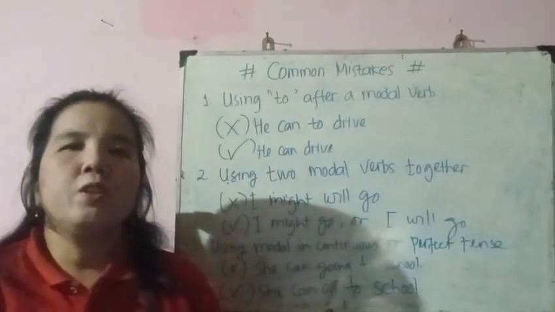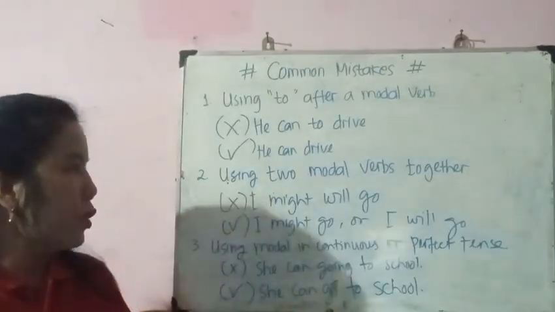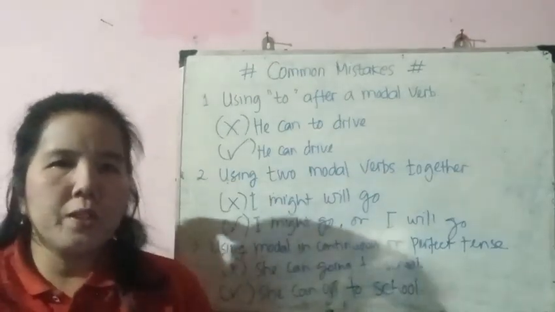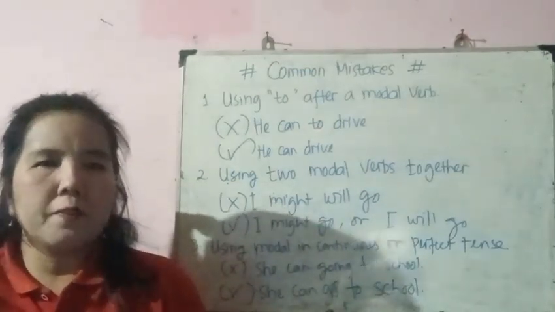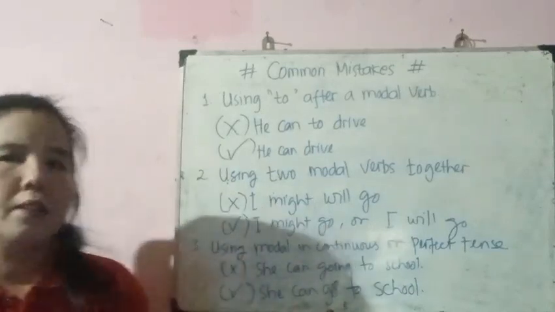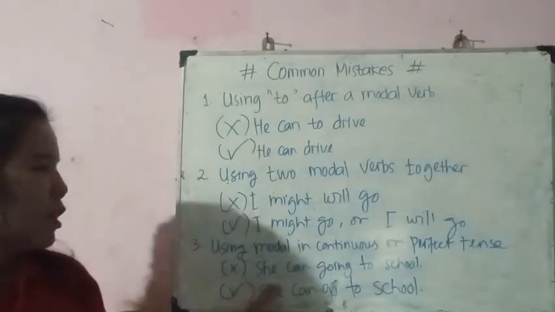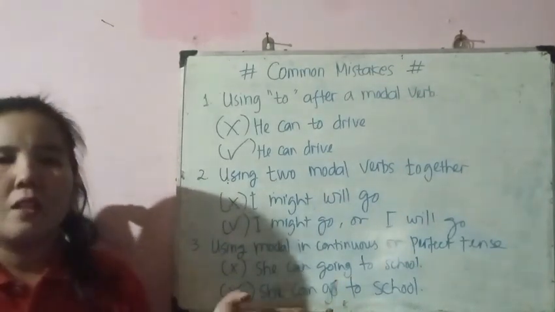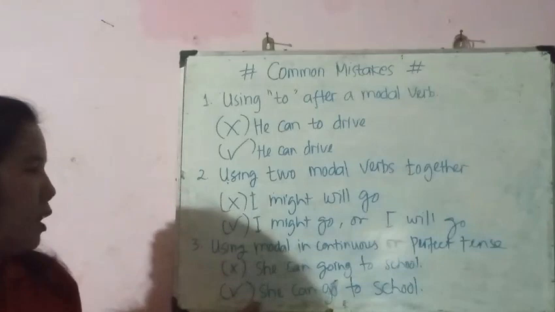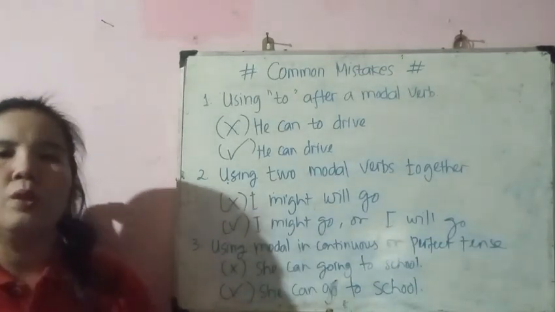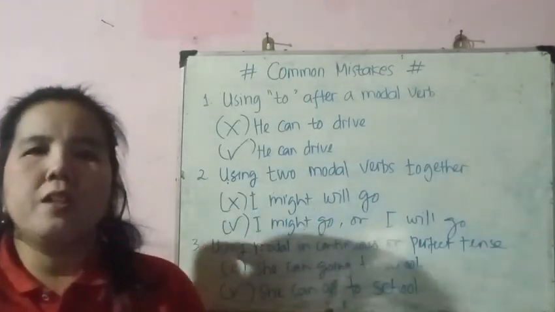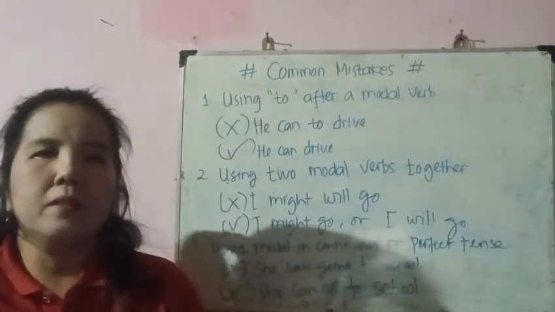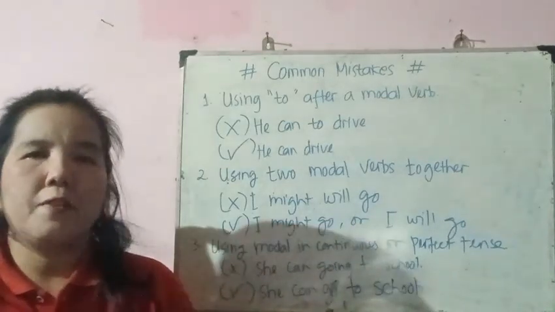Mistake 3. Using modal verbs in continuous or perfect tense. Modals are not used with ing or perfect verb forms directly. Okay, for example, "she can going to school." This is wrong. The correct sentence is "she can go to school." Don't add ing after a modal. The verb after a modal should always stay in the base verb.